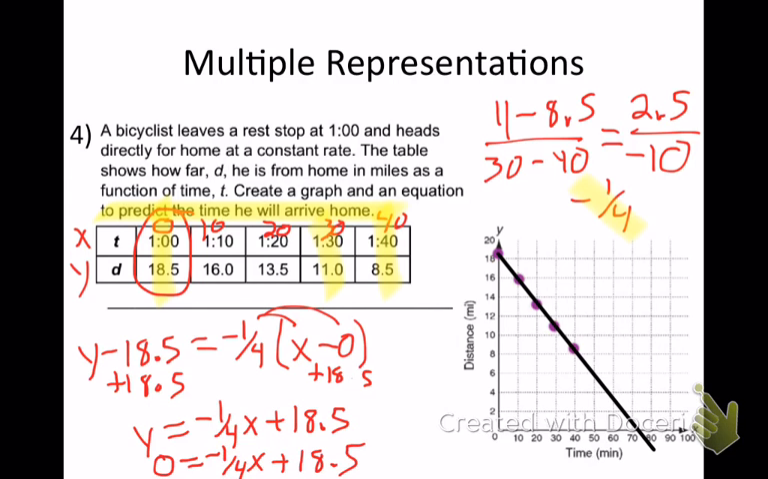Take a couple seconds and find x, the time it would take to get to 0. Take a couple seconds to try that one out. All right, let's walk through this here. Who thinks they got the answer for me?